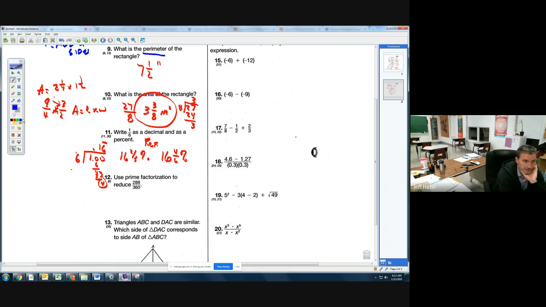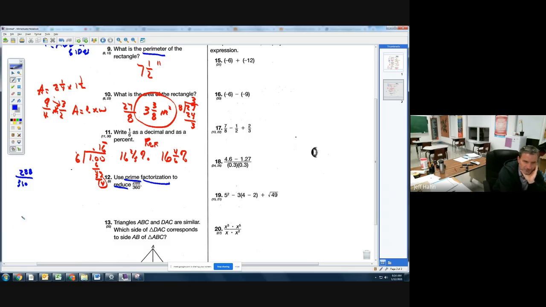Problem number 12. I know people have issues with this, so let's take a look at it. We are taking 288 over 360, and it asks you to do 2 things: to prime factorize it and to reduce it. So prime factorization can be, well, it's up to you what you want to make of it. It's just one of those things you just have to do.